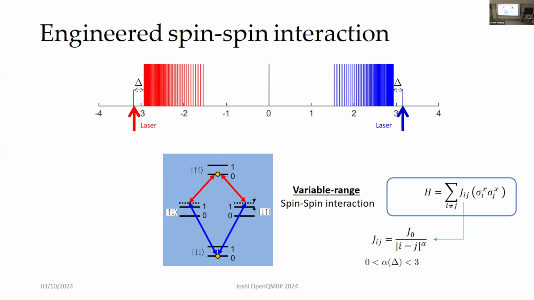So you can change the range of the interaction by basically changing this parameter delta. This tunability, theoretically, is between 0 and 3. On the other hand, for practical reasons it is always limited between 0.5 and 1.5, depending upon the number of ions that we use.